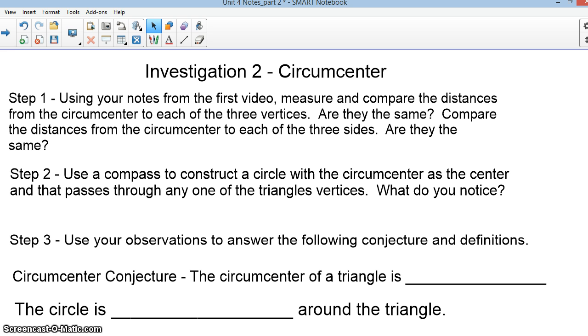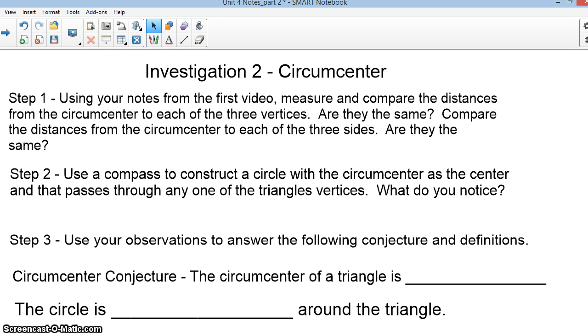Okay, so for this first investigation, I'm going to give you an opportunity to construct it. We are going to discuss the conjectures and what's supposed to go in the blanks in class. So make sure that you go through the investigation and have the conjectures and the blanks of these little definitions filled out. Okay, so for the first one, we're going to investigate the circumcenter.